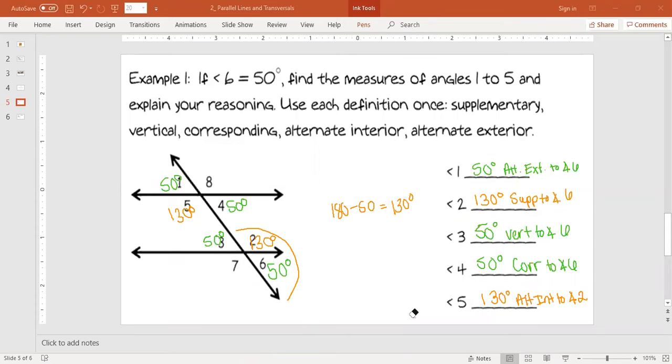We had to subtract it from 180. We got 130. Angle 3 was vertical to angle 6, so it was also 50. Angle 4 was corresponding to angle 6, so it was also 50. And angle 5 was 130 because it was also interior to angle 2. And then you guys can figure out that angle 7 and 8 are also both 130 degrees.